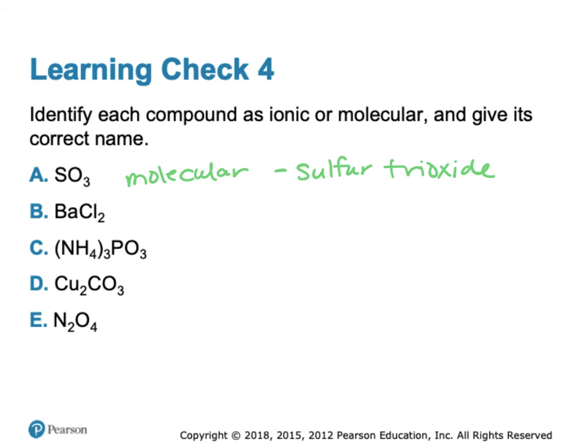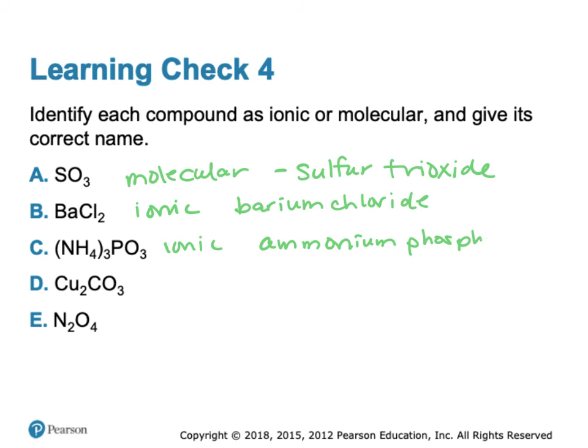The next compound is ionic. We have a metal and a nonmetal. It is barium chloride. Now barium is a group 2A metal, so we do not need to designate the charge in parentheses. Then we have another ionic compound. It is going to be ammonium phosphite. Again, with an ionic compound, we do not need to use prefixes.